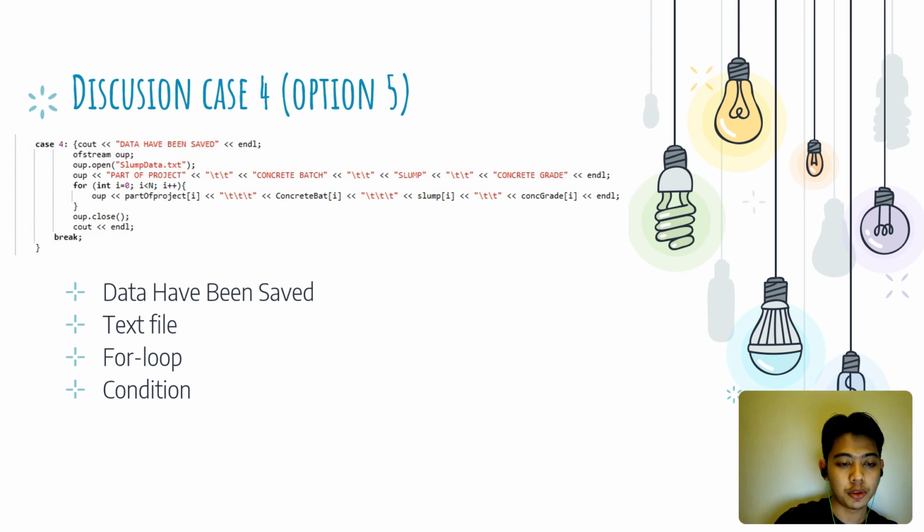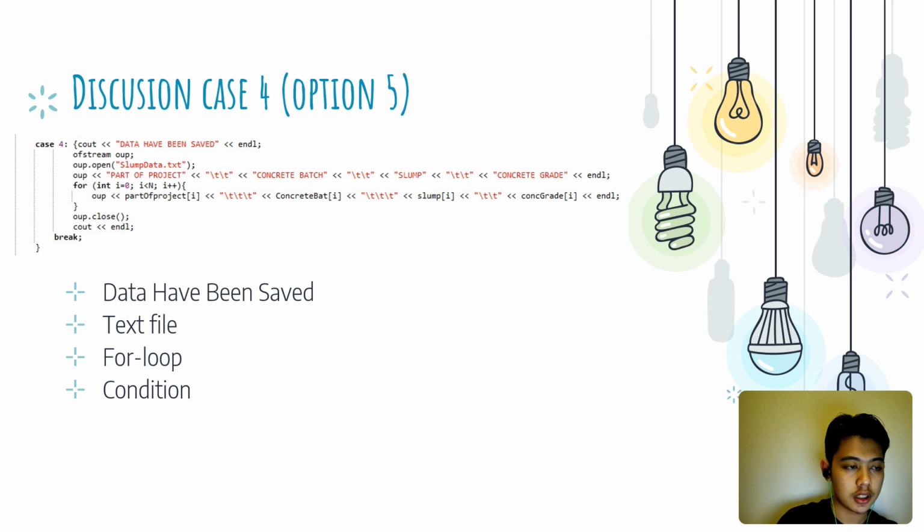Next is option 4, which is data have been saved. So when the user chooses option 4, the updated slump value will be saved into a text file. So in the programming structure, it starts with displaying data have been saved, followed by oup.open("slumpdata.txt"), which will save the updated slump value data as a text file.